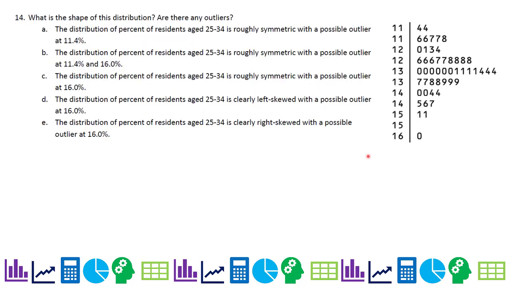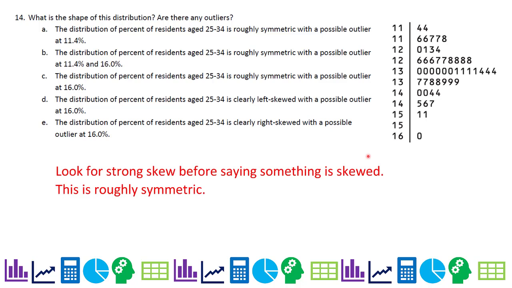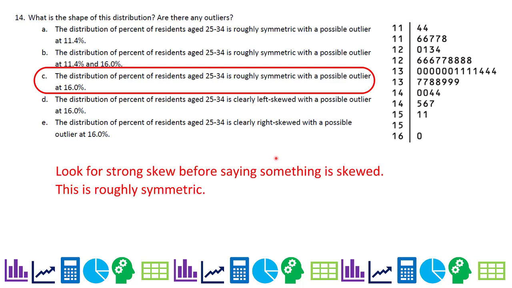Next one. What is the shape? It's tempting to say that this is skewed right, but if it is, it's super minor. I would say this is roughly symmetric. You really need strong skew before you start saying things are skewed, all right? And especially since it says clearly here, it's not clearly left or right skewed. It is roughly symmetric. So let's start saying when it's kind of hard to tell, let's say roughly symmetric. When it's clear, go ahead and say what it clearly is.